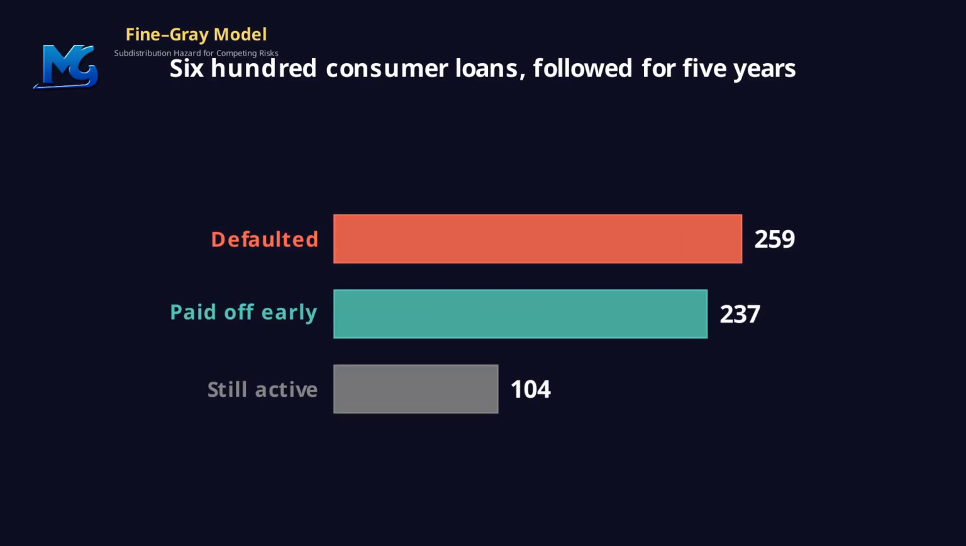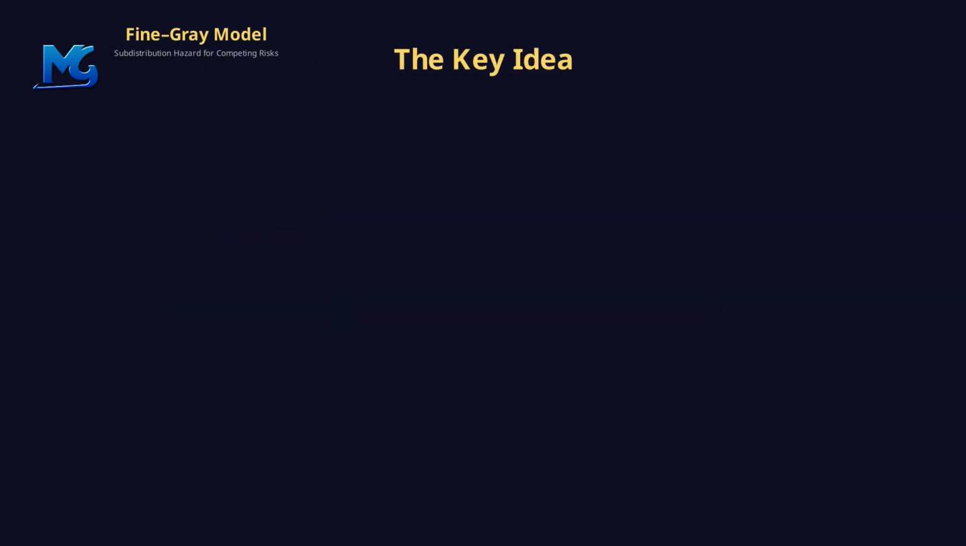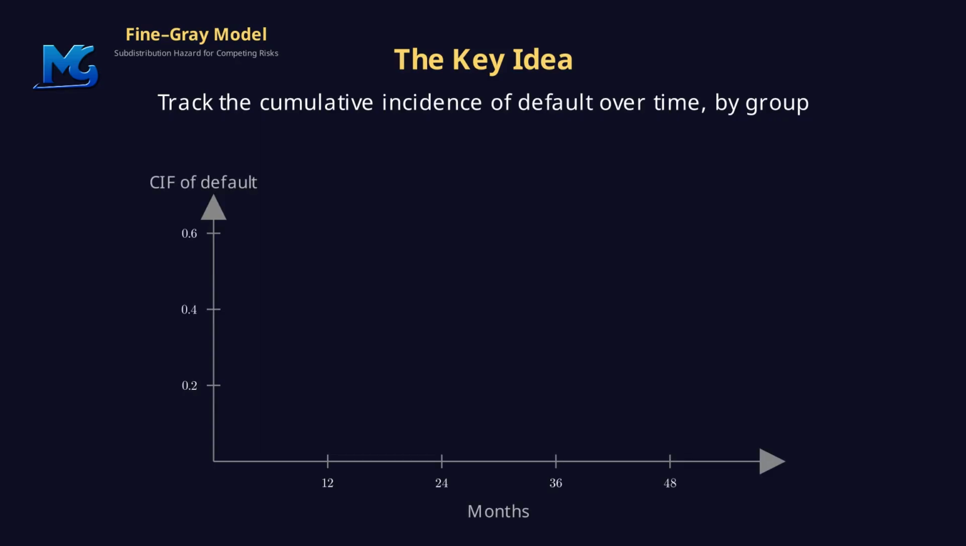Picture a portfolio of 600 consumer loans, each followed for up to 5 years. By the end, 259 had defaulted, 237 were paid off early, and 104 were still active. Default is our event of interest. Payoff is the competing event. The key idea: instead of an instantaneous rate, we track the cumulative incidence of default, the actual probability a loan has defaulted by a given month.